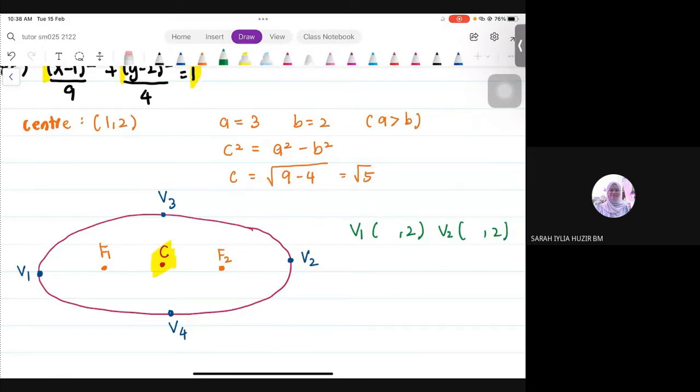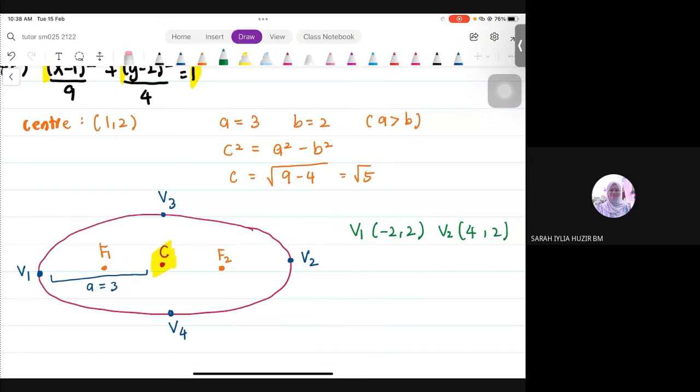Okay. So, kalau dia bergerak ke kiri, shift to the left maksudnya dia kena tolak. So, center is 1 minus by A. Because our distance is A kan. A just now is 3. So, 1 minus 3 kita dapatlah negative 2. And then for V2 sama. Cuma dia bergerak ke kanan so dia kena tambah. So, 1 plus 3 we get 4.